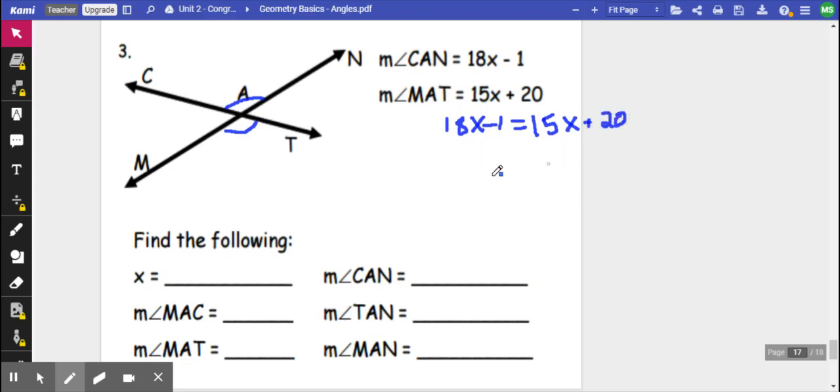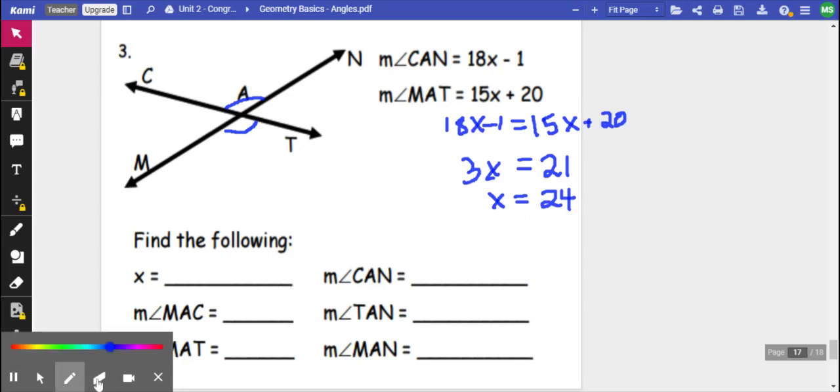And we can subtract 15x from both sides and then add 1 to both sides. So we have 3x is equal to 21. And x is going to be equal to, no, equal to 7, actually. When we divide by 3, x is going to equal 7.